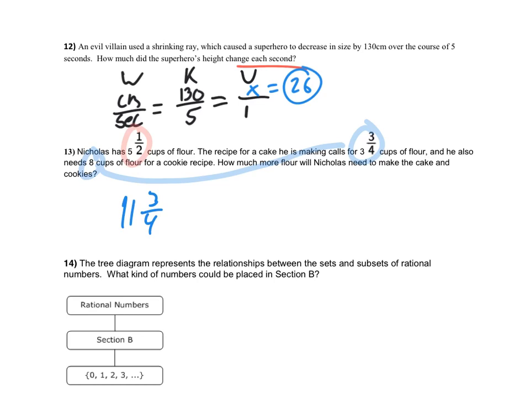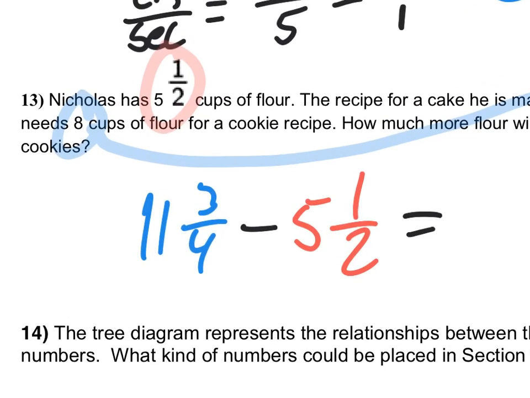All I've done is combine the cups of flour that he needs for one recipe and the other. But now what I've got to do is subtract off this 5½. 5½ is what he's got. Whenever I subtract these two, this is going to tell me how much more he needs. Now, there are far simpler ways to do this part. I'm going to show you guys. Sorry, that's supposed to be a 3 there. I'm going to erase this and start over with that 3 because that is just terrible.